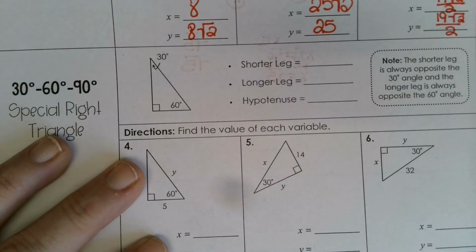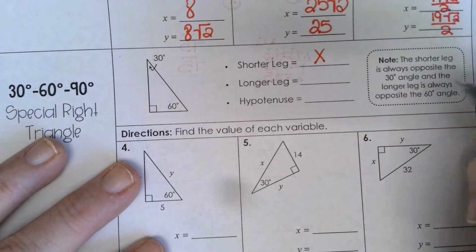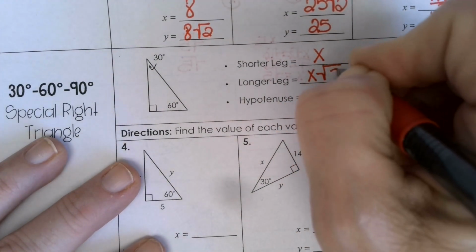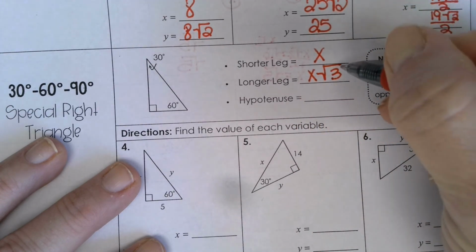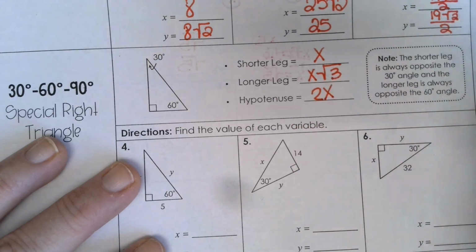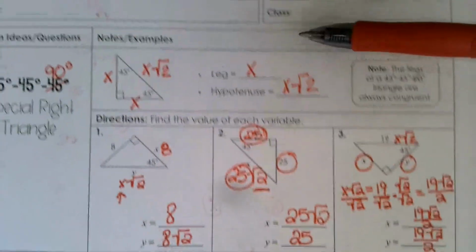All right, the 30, 60, 90 has three sides that you have to remember. The shorter leg is represented by x. The longer leg is represented by x radical 3. I'm going to tell you how to remember that. And then the hypotenuse is represented by 2x. Okay, how do I remember this from this?